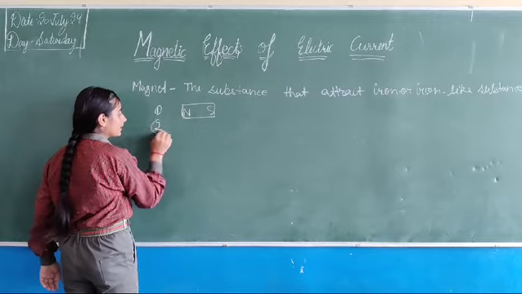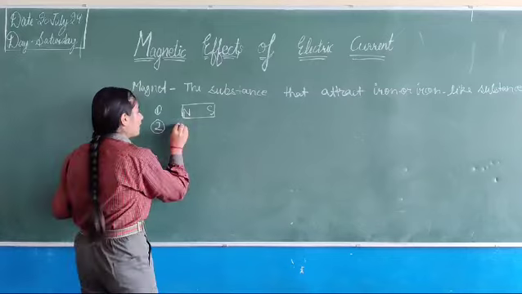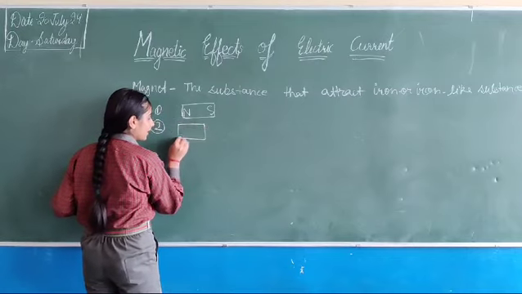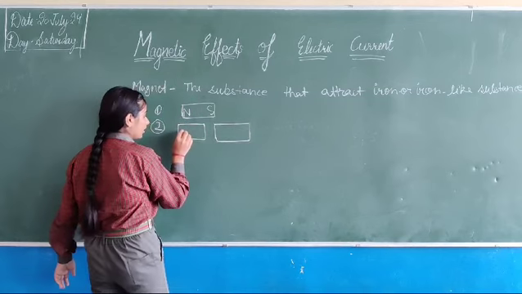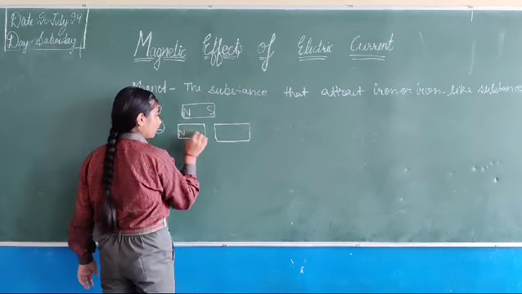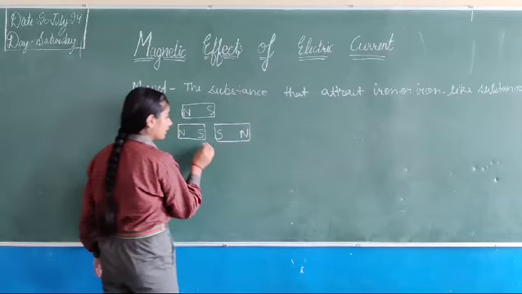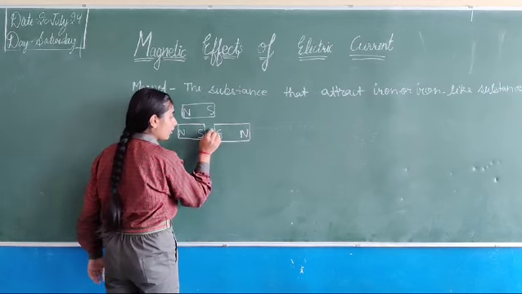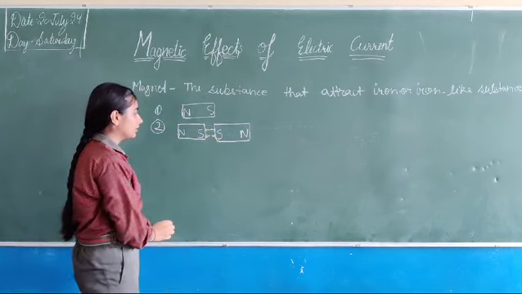The second property is that like poles always repel each other. In this we have to take two magnets. In the first magnet this is the north pole and this is the south pole. In the second, this is the south pole and this is the north pole. They are like poles, so they always repel each other. They never attract towards each other.